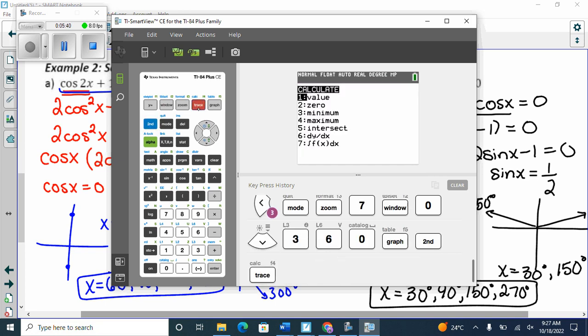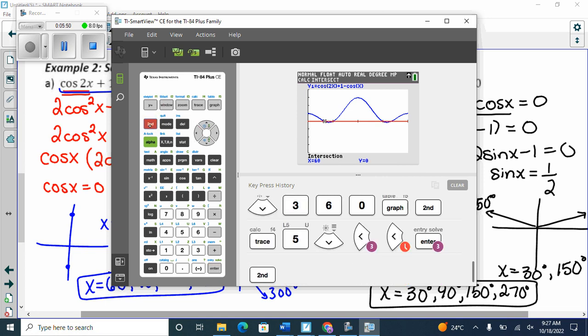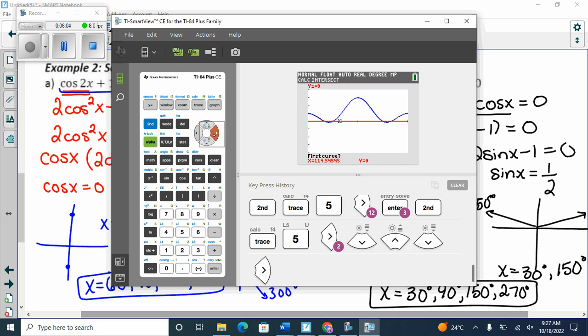Second trace 5. I'm going to find the first one. Hopefully it's 60. Enter, enter, enter. It's 60. Yay. And second trace 5. Enter, enter, enter. 90. Second trace 5. Hopefully it's 270. You can bounce up and down off lines, so this one's faster, so I just bounce down onto it.